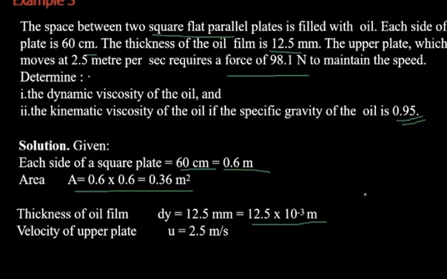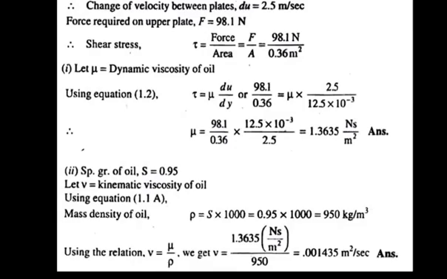What do we have to find? Dynamic viscosity, and we have to find nu. Correct? What is nu? It is dynamic viscosity by density. So what do we need here? We have to find the density also. So next we will go. Change of velocity between the plates is du, 2.5 meter per second. The force required on the upper plate is 98.1.